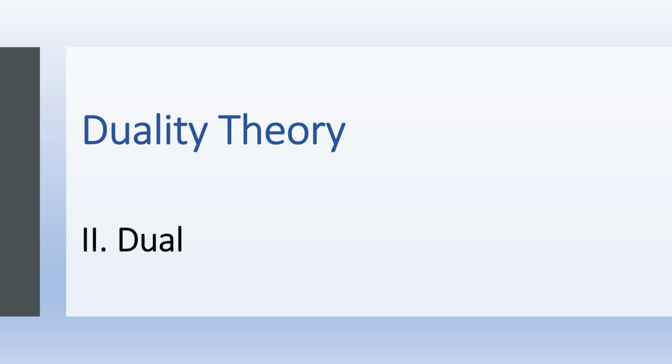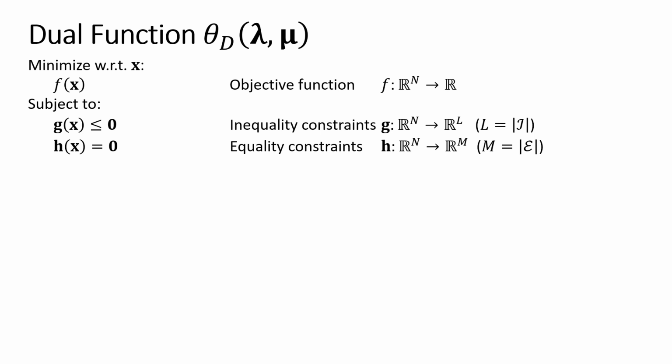Duality theory, part 2, the dual. So here we'll look at the dual form of the constraint optimization problem. The dual function, theta d lambda mu. So this is the constraint optimization problem: minimize with respect to x the objective function f of x, subject to the inequality constraints g of x is less than or equal to 0 and h of x is equal to 0.